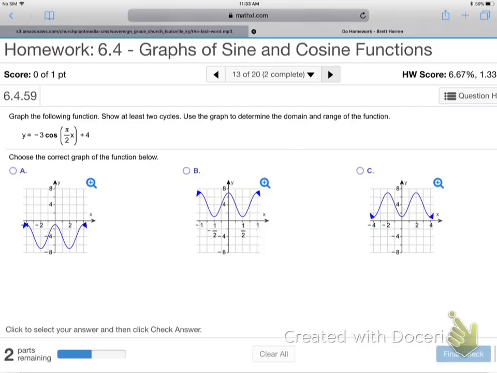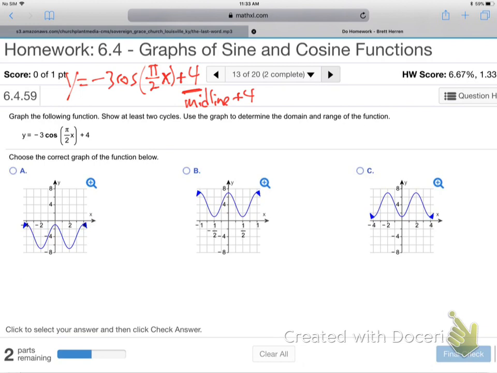Okay, so negative 3 cosine pi over 2x plus 4. Negative 3 cosine pi over 2x plus 4. Okay, so what's that plus 4 going to do? Bring it up. It's going to take the midline up 4. Take the whole graph, but I think the easiest way to move the whole graph is grab the midline and move it up 4 and then do everything from that new midline.